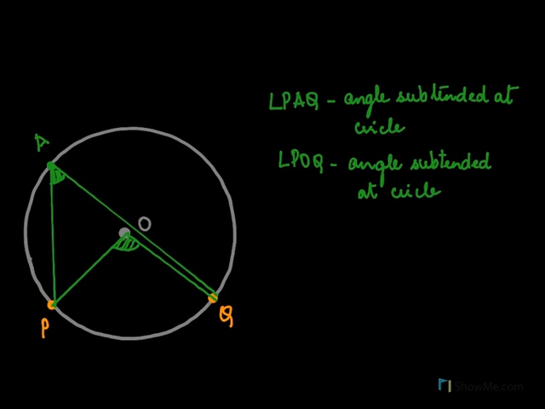These two angles are related. If this is x, this is double of it, that is 2x. Or you can say PAQ, angle at the circle, is half the angle at the center. This is subtended at the center.